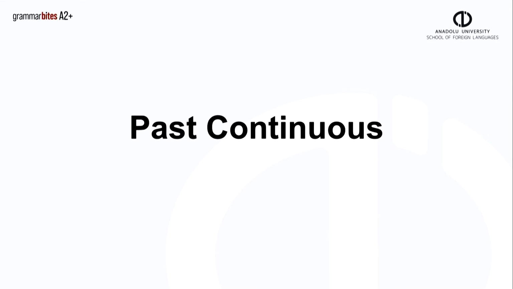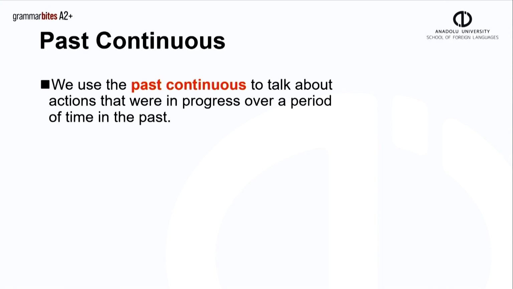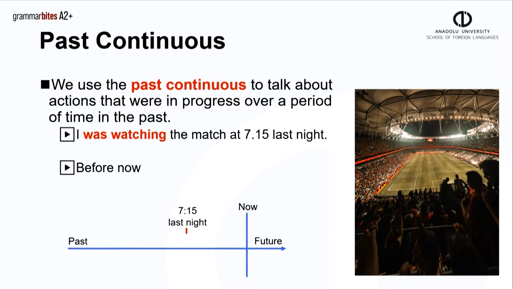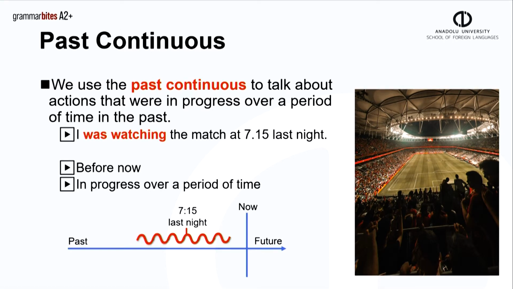In this video, the past continuous tense. We use the past continuous to talk about actions that were in progress over a period of time in the past. I was watching the match at 7:15 last night. This is before now and was in progress at 7:15 last night.